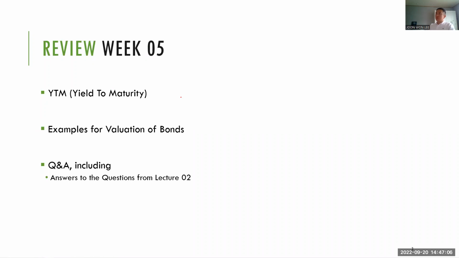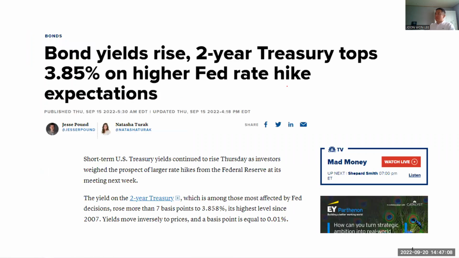Let's take a look at this one. This is the article I took today. The bond yields rise. 2-year Treasury tops 3.85% on higher Fed rate hike expectation. So this article says that 2-year maturity is 2 years. So this Treasury bond matures in 2 years. The 2-year Treasury tops 3.85, so more than 3.85.